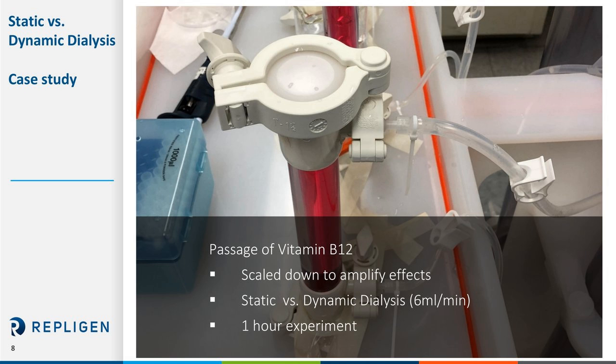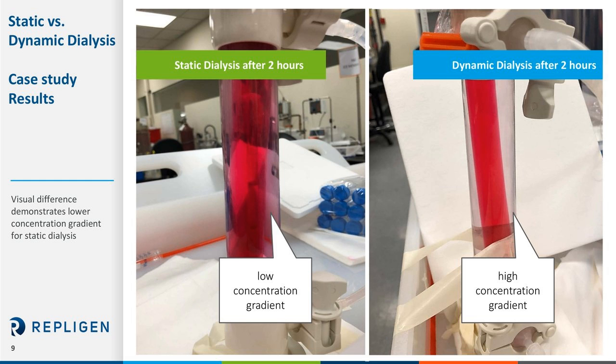It should be noted that in static dialysis, you usually don't do your first buffer change until 4 hours. So you can see after our experiment, here on the left, static dialysis after 2 hours, and here on the right, dynamic dialysis after 2 hours. The buffer chamber here, if you can see, has a pink hue to the buffer, which is indicative of the vitamin B12 buildup in the chamber. This is a low concentration gradient. However, on the dynamic side, we successfully expelled that contaminant to waste, and you're upholding a high concentration gradient.